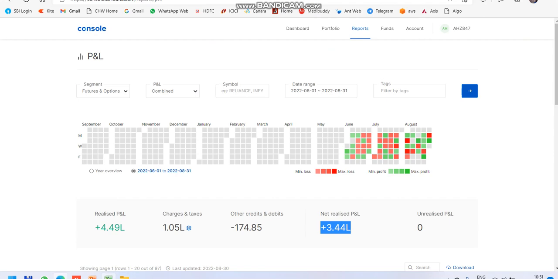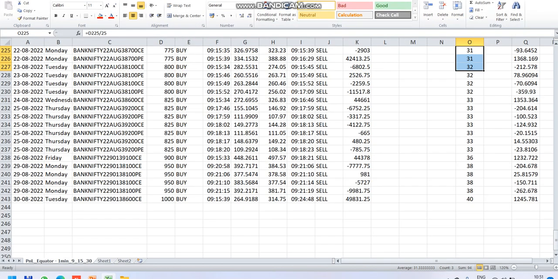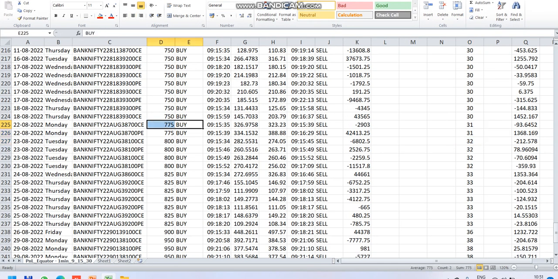This is the same thing which I have done in my trading journey as well. Increasing the lots one day at a time will improve your psychology.